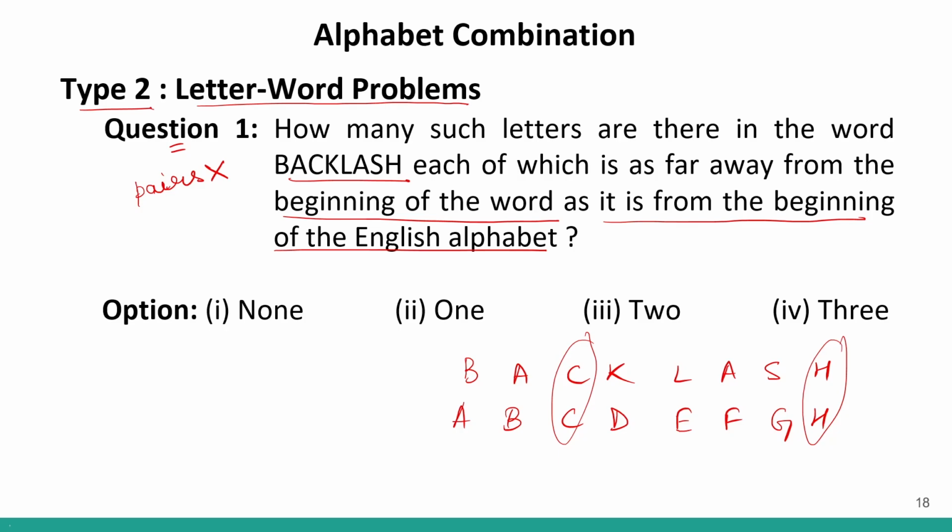So please pay attention to the language of the question. If you would have solved it by taking B and then writing C, D, E, F, G like we do for other questions, it would be wrong. So please pay attention to what the question is asking. The question was asking from the beginning of the word as it is from the beginning of the English alphabet. So answer will be 2, C and H. So answer will be option number 3, 2. Okay.